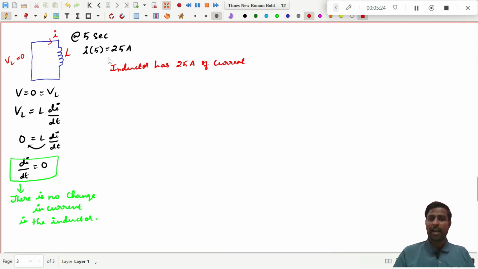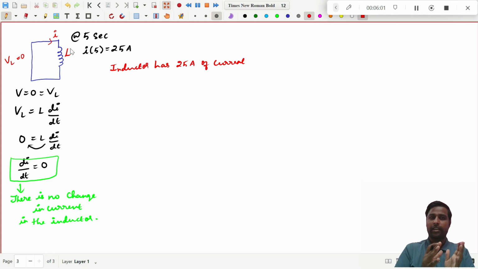So at 5 seconds, whatever the current passed through the inductor will be stored. It is very interesting, right? You see, 25 amperes of current will be there in the inductor forever. And that is the point you need to understand. And if you connect this inductor across any resistor, now from this point, it will deliver the 25 amperes to the resistor. So you have to understand that inductors can store energy by this point.